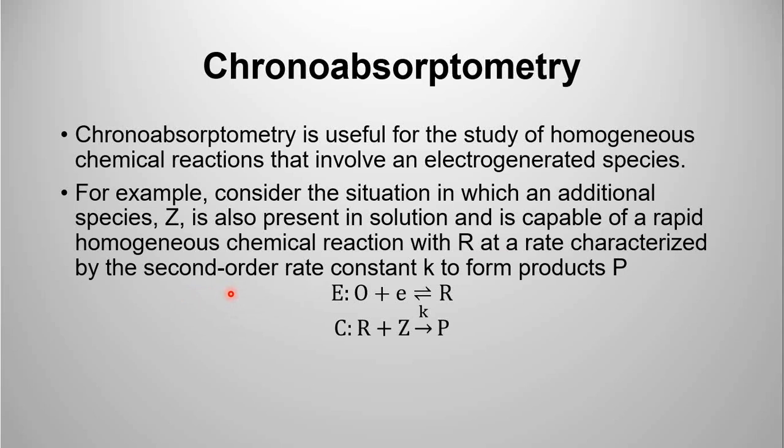form product P. So until or unless this reactive species R, which is the reduced species, is formed, this reaction, which is going to take place chemically, cannot take place. So first the formation of R will take place, and later on the formation of the product will take place after R reacts with another species Z.